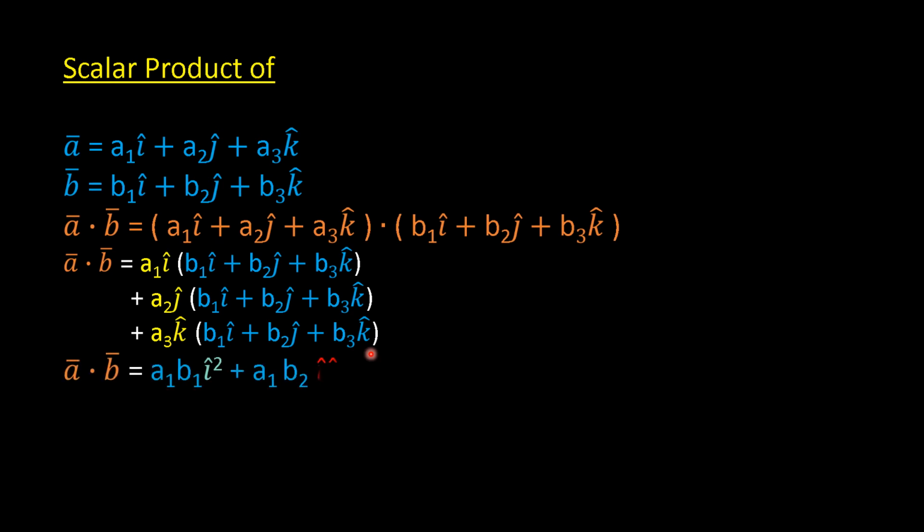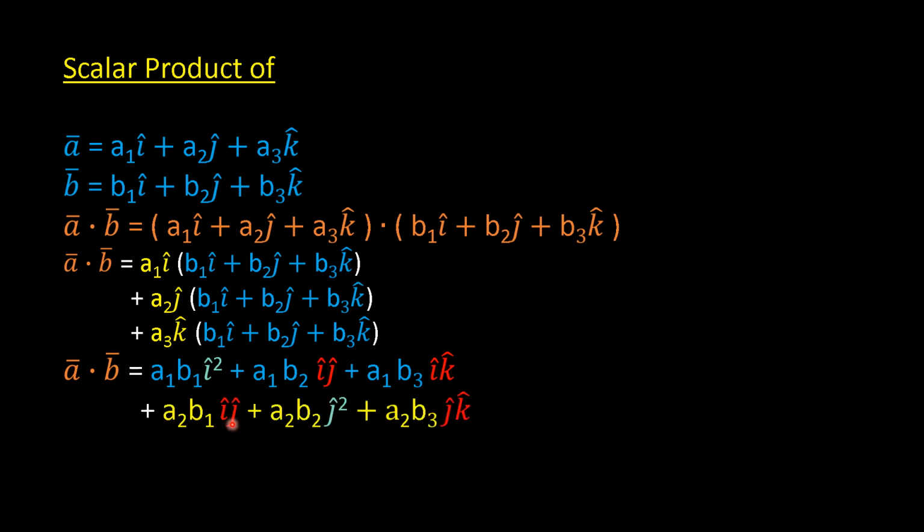Next, it will be A1 B1 i squared plus A1 B2 i j plus A1 B3 i k plus A2 B1 i j plus A2 B2 j squared plus A2 B3 j cap k cap plus A3 B1 i cap k cap plus A3 B2 j cap k cap plus A3 B3 k cap squared.